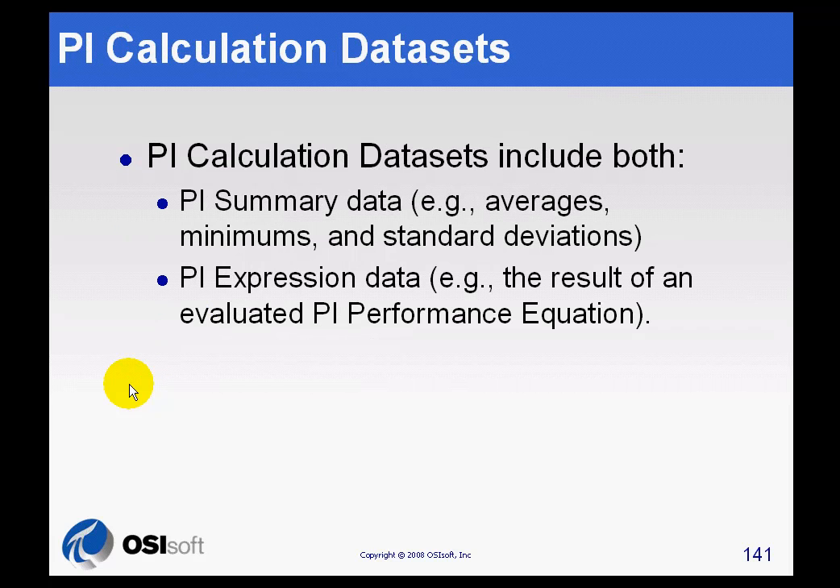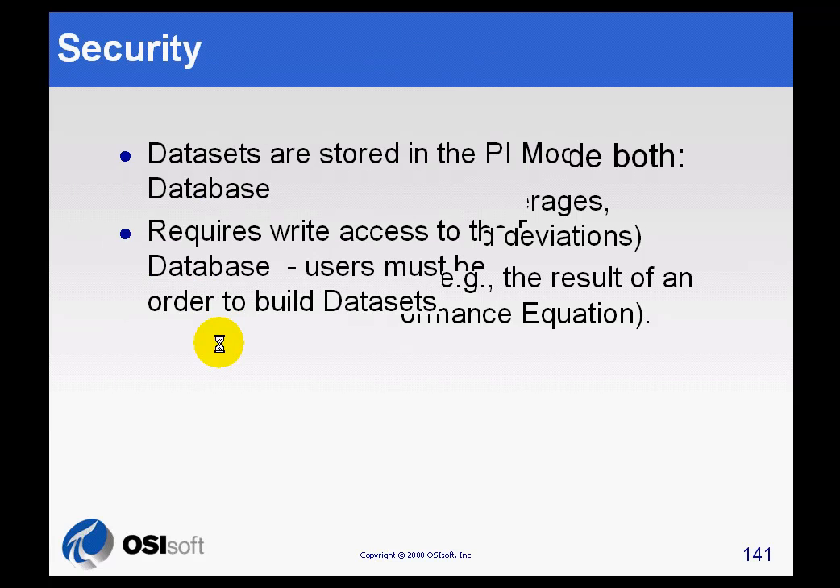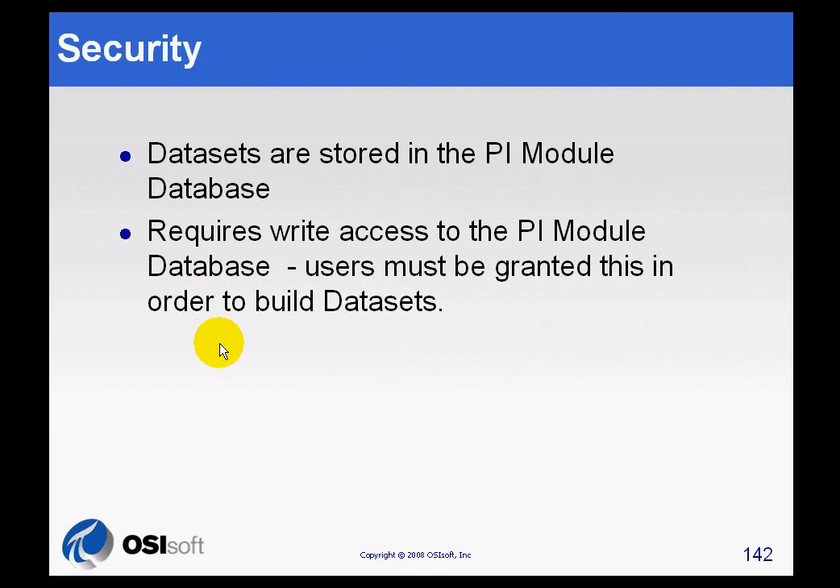Let's look at a calculation data set. This would be where we would calculate either summary data, like choosing hourly averages or daily averages or totalizations or standard deviations, some summary information like that. Or we could actually use an expression that uses our performance equation syntax. That would be a lot more flexible. So those are the two different types. Now either of those types is going to require that you have the right security. We actually do store these data sets in the module database, so anybody who's going to do this is going to need write access to the module database to do that.